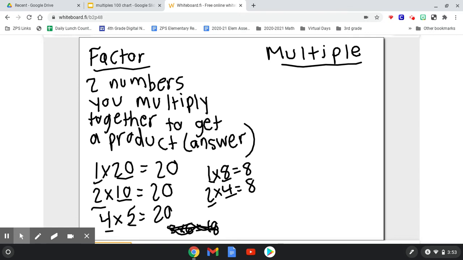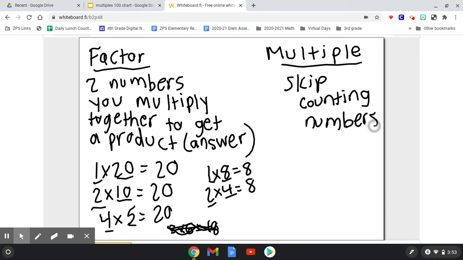The next thing that we're going to work on is multiples. Now, I know you might have not heard this word before, but basically multiples are just counting numbers. They're skip counting numbers. And I know that we did these in 3rd grade when we learned how to multiply. So let's start with 20 as an example. Over here, where we did the factors, that's where we multiplied. This time, we're going to start with a number, and we're just going to keep counting by 20. Those are called multiples of a number.